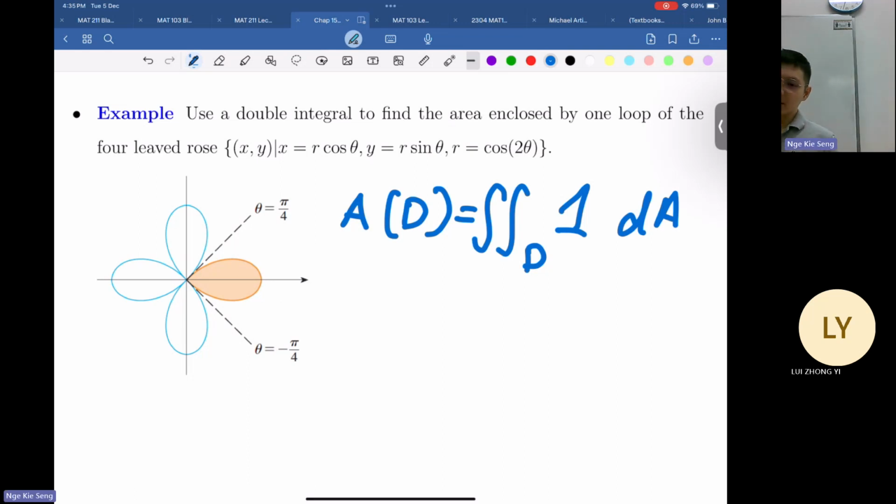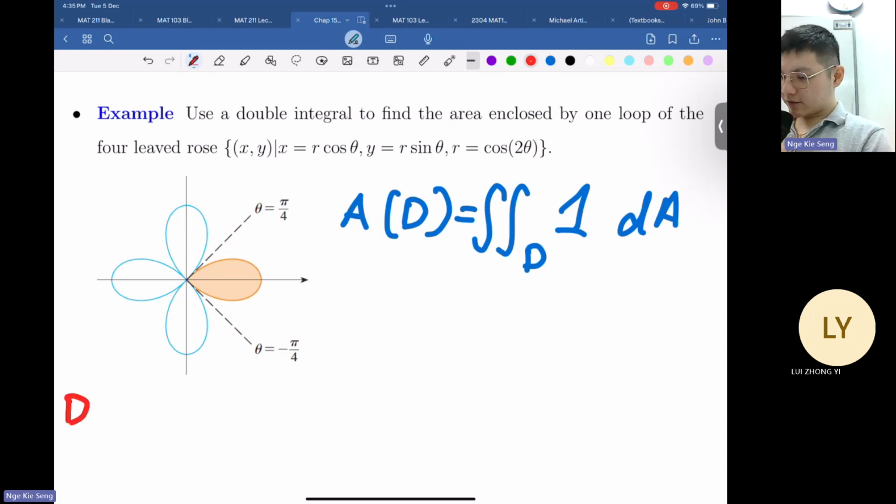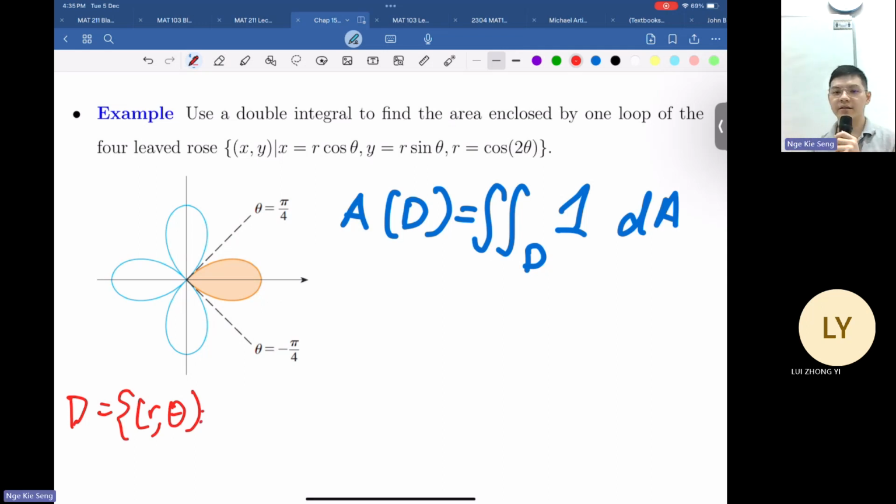Now the problem is how to determine this domain. How to get this domain here. How to draw this rose. So first of all, this D here is controlled by two variables, r and theta. So how do you control your r? Or rather, how to control theta first?